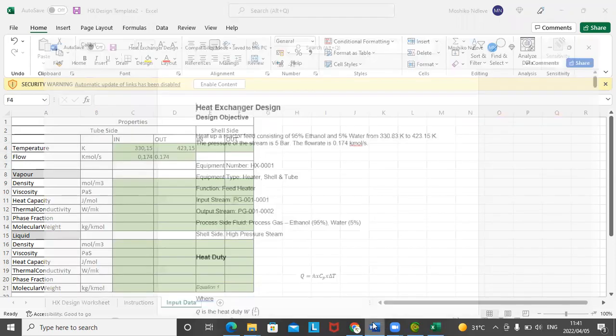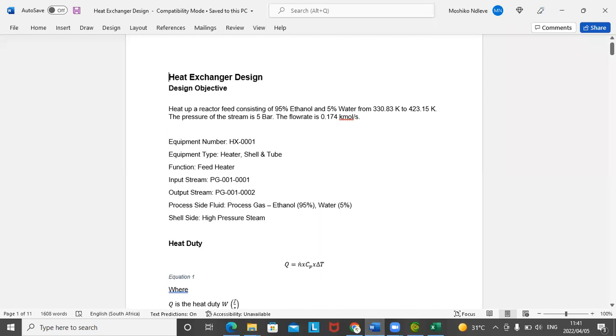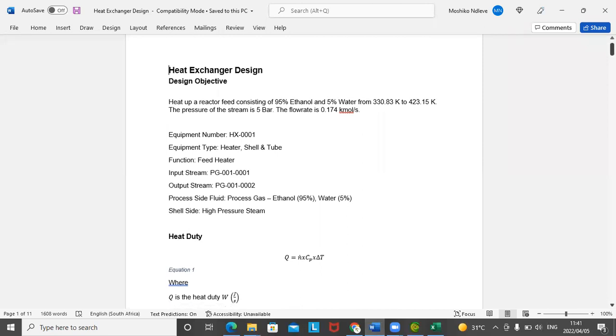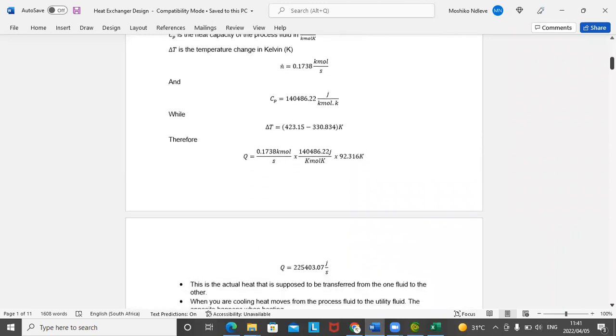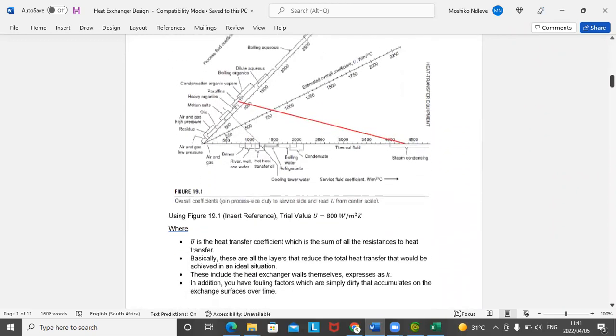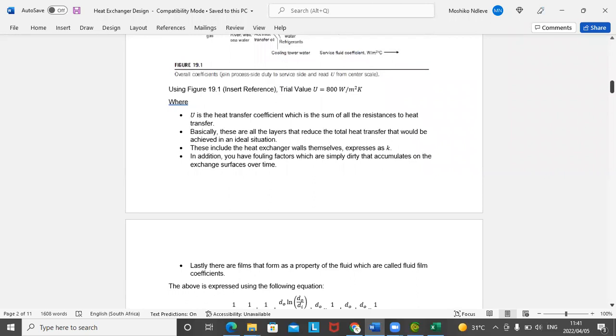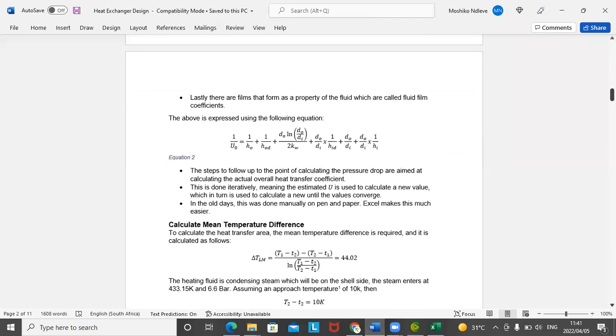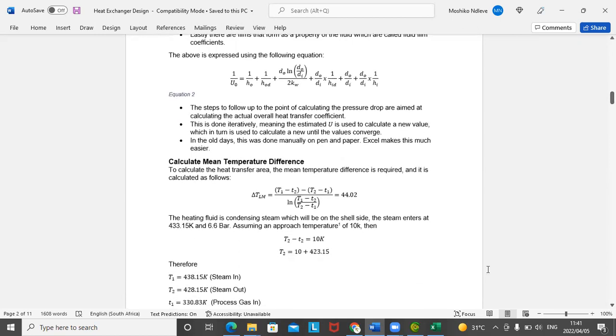So the one thing you need to be careful of here, before you do anything, is to understand how approach temperatures work and the difference between counter current heat exchange and counter flow heat exchange. So the heating fluid is condensing steam, which will be on the shell side.